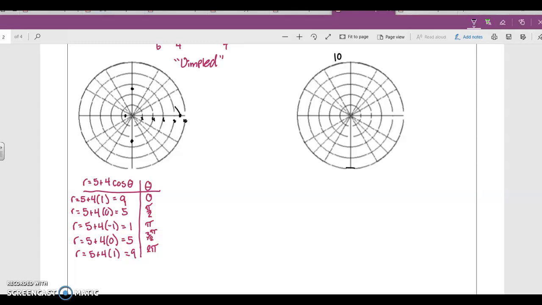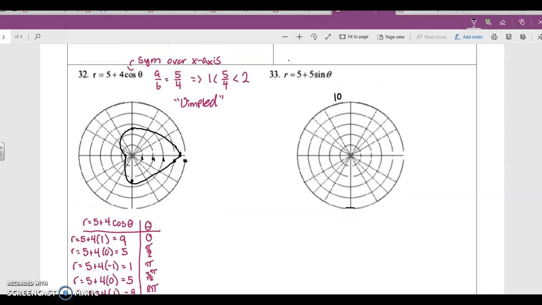So graphing this out, you guys know that my art skills are subpar. So my shaky hand here. We have our dimpled limacon. So that is that one. I want you guys to take a minute, pause the video, and give this one a try.